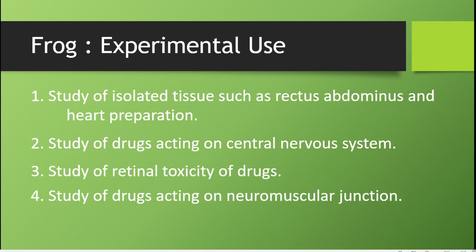Experimental use of frog: we can use the frog for the study of isolated tissues such as rectus abdominis muscle and heart preparations. We can also use it in the study of drugs acting on the central nervous system, toxicity studies like renal toxicity and retinal toxicity of drugs, and study of drugs acting on the neuromuscular junction.